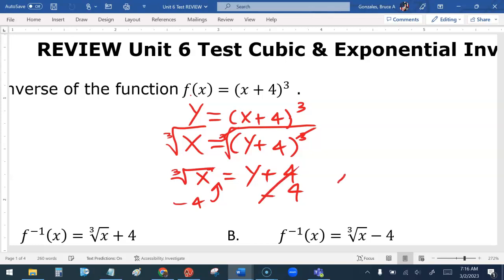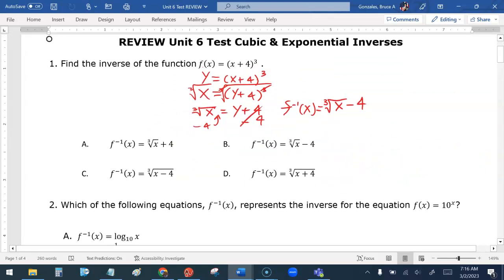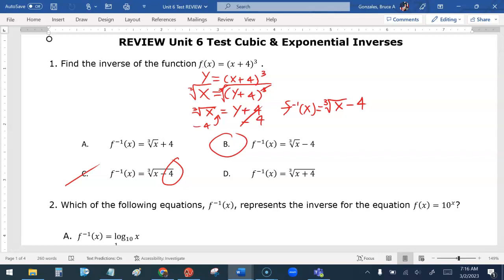Okay. So we're going to write it as an inverse function, cube root of x minus 4. Cool. So it's going to be b. Please notice it is not c because it's after the square root sign ends. Cool.